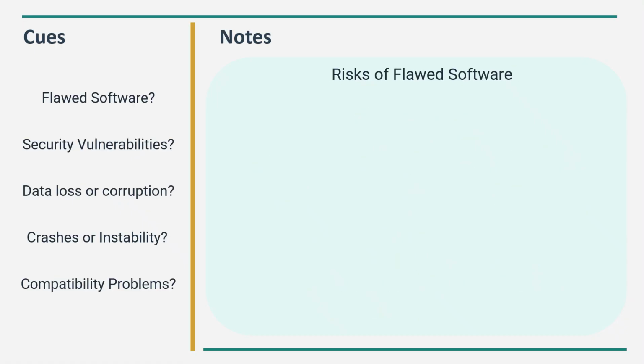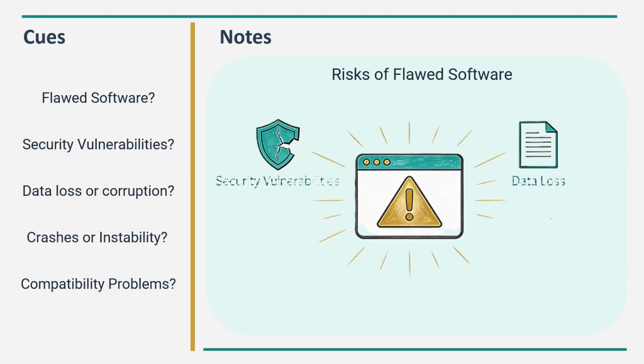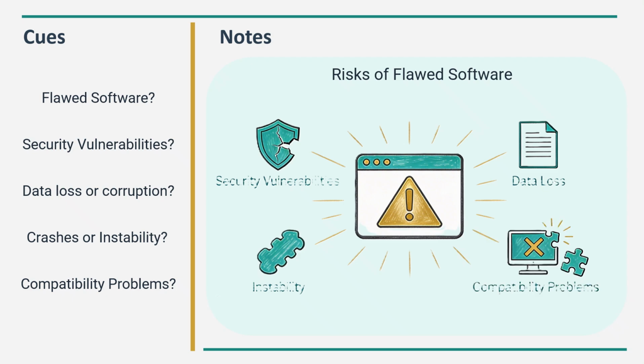To be thorough, let's look at the risks of flawed software. Flawed software or faulty software is usually software with bugs that have not been fixed yet. Risks of flawed software include security vulnerabilities that attackers can use, data loss or corruption, system crashes and instability, or compatibility issues with other software and hardware. When you see a question like state 2 risks of using flawed software, choose any 2 of these.